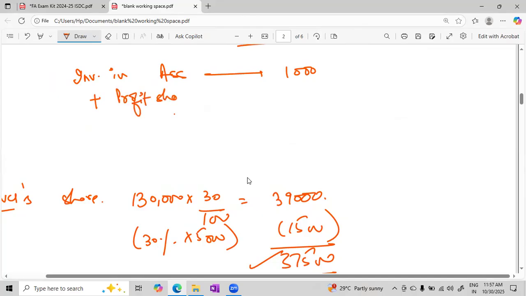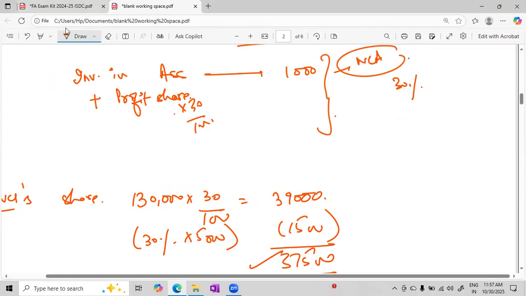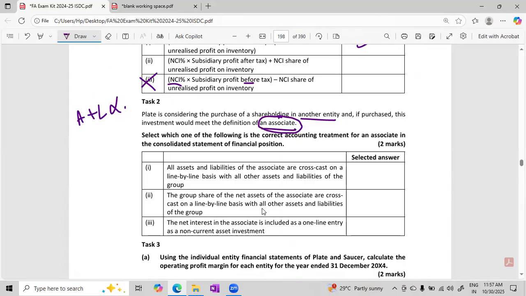Whatever profit the associate company makes, I will take my share. Suppose I own 30% of the associate, so I will take 30%. I show all these things in my non-current asset column. The net interest in the associate is included as one line entry in non-current asset investment. This is just one line adjustment where I take the investment and increase it by the profit share. I add the profit share to my investment made. We do not add all the assets and liabilities. So my answer is option number 3.